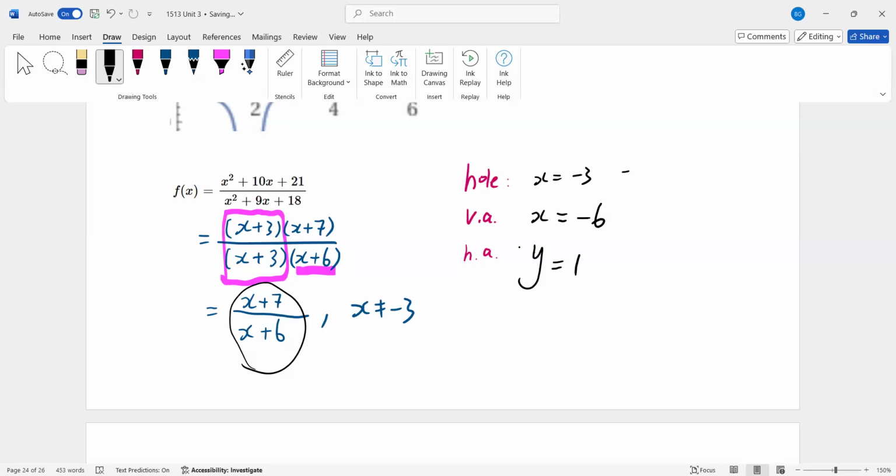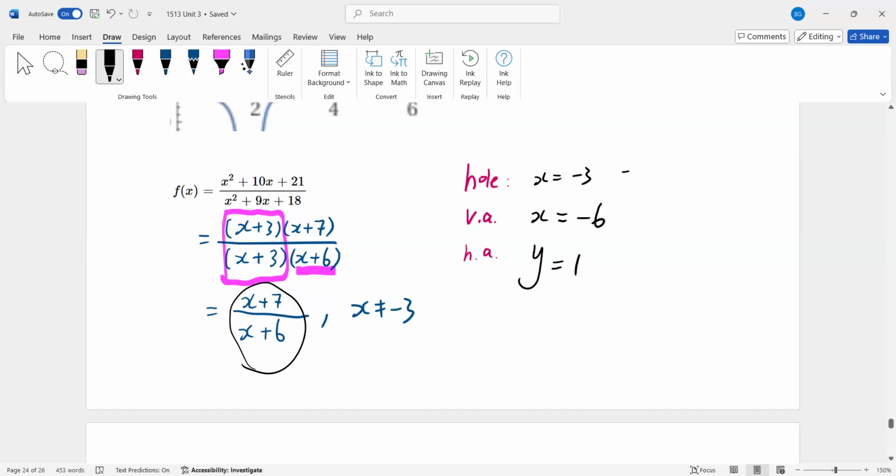Please let me know, do you have any questions? Could you show us what the hole looks like on a graph? Yes. I can draw the graph for you.